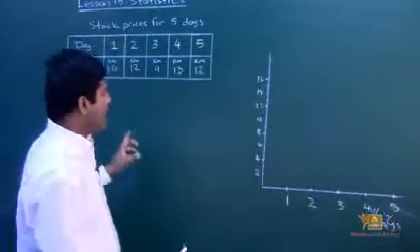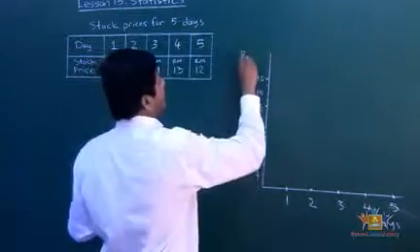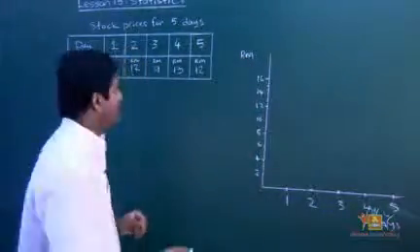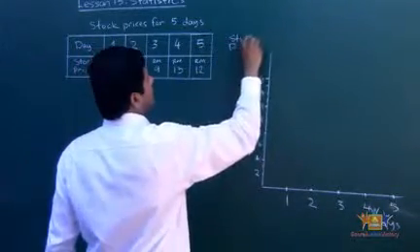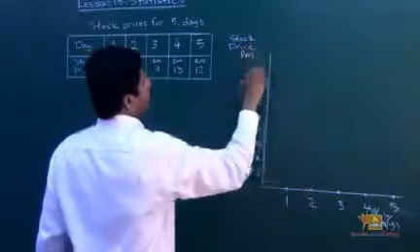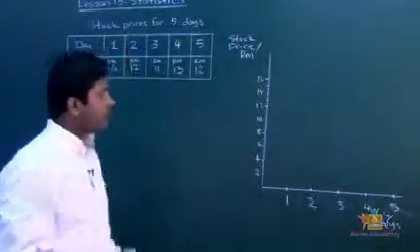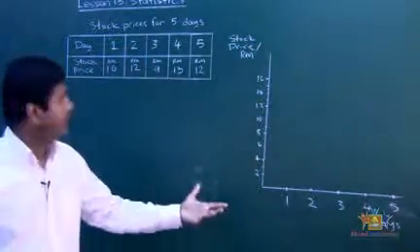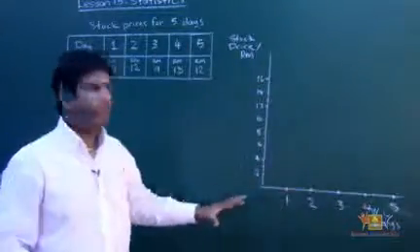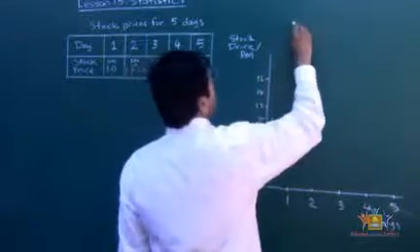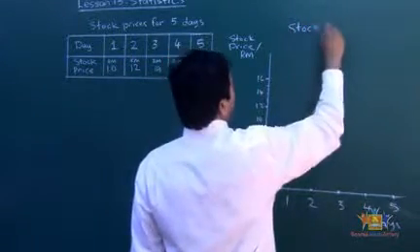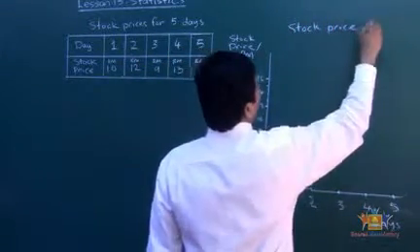Now we're going to say this is the ringgits, the price. So the price in ringgit, we can put the stock price. There you go, the stock price in ringgits. Good. Once we've done that, we want to label this line graph. So what are we going to call that? We're going to call it stock price for 5 days.